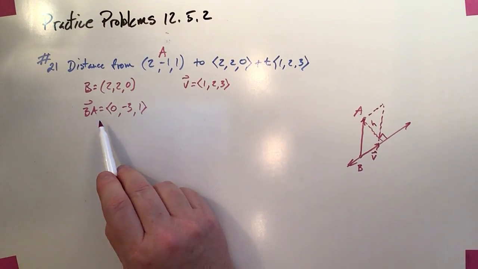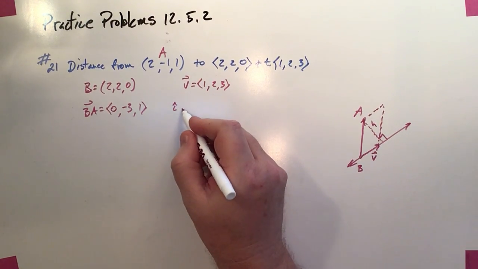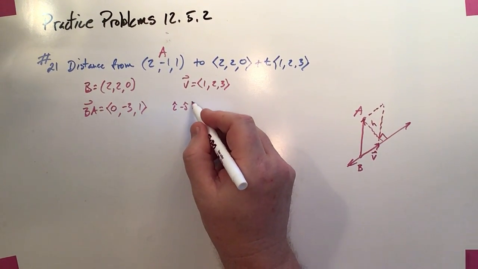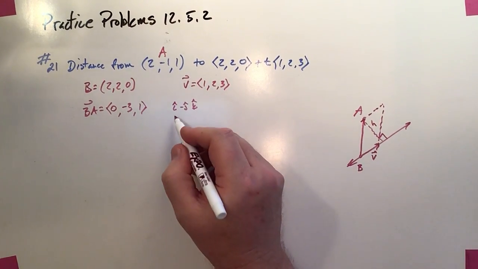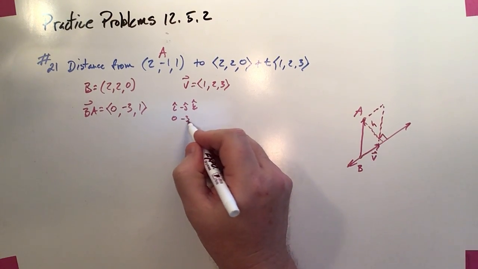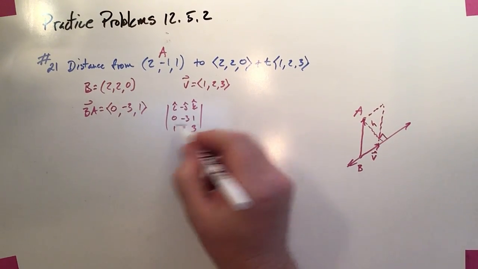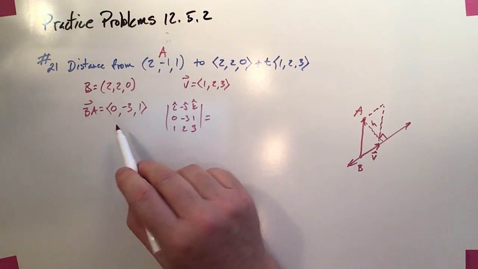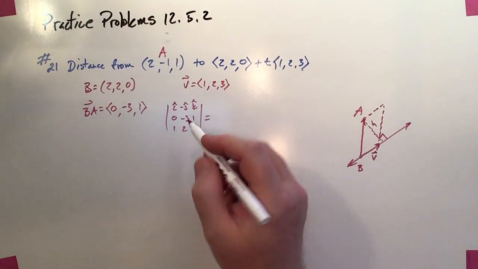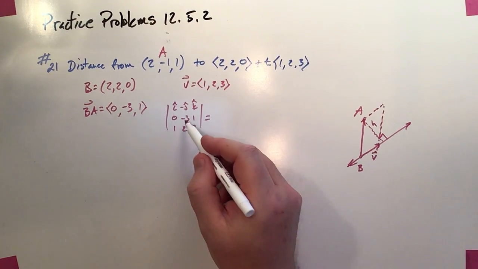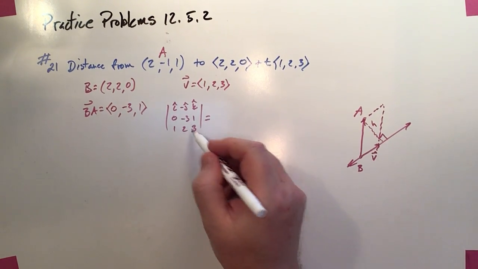Next, I need to take the cross product of BA with V, and of course to do that, I'll need the matrix i, negative j, k. I want the cross product of BA cross V, so BA is next, 0, negative 3, 1, and 1, 2, 3. So let's go ahead and find this cross product of the vector that goes to our point from the line and a vector that lies in the line. Okay, blocking off the i row and column, it's negative 9 minus 2. That's negative 11.